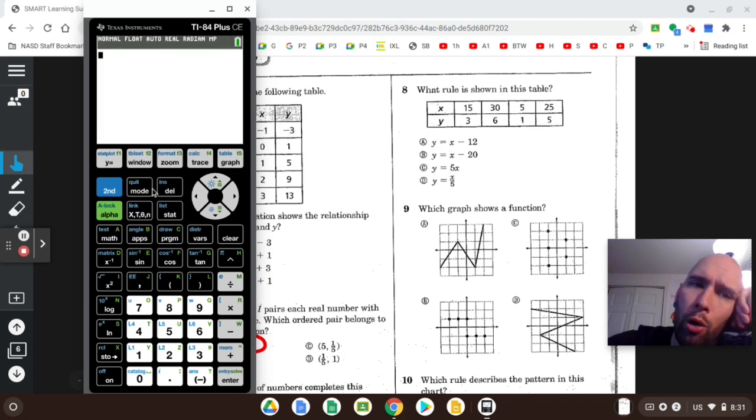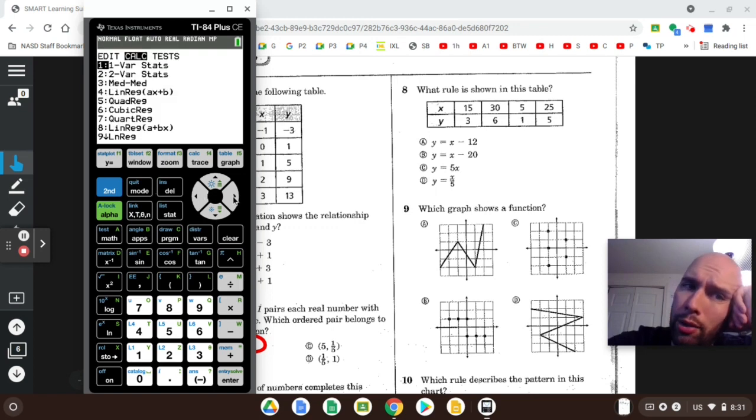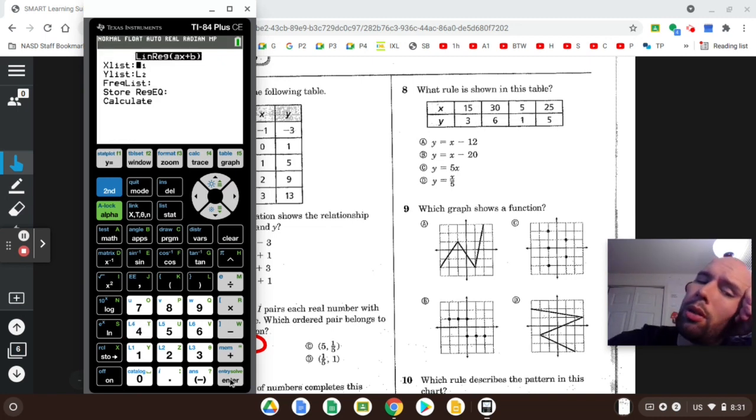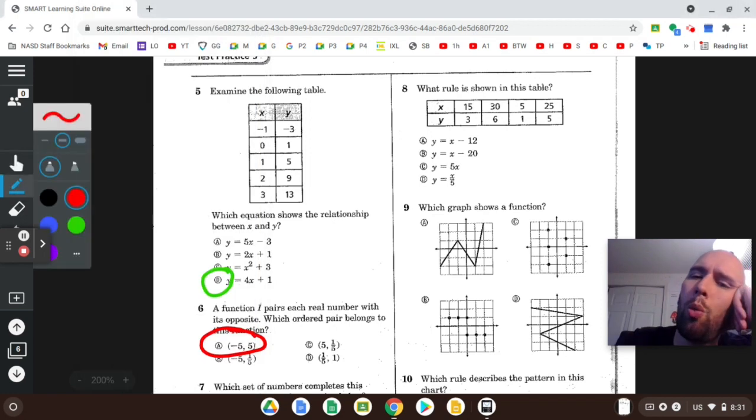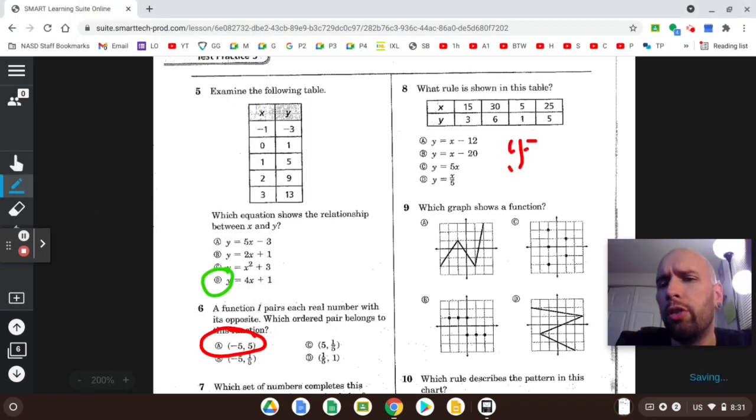Second mode, stat, calc, Linreg, enter, enter, enter, enter, enter, and there it is. Y equals 0.2x plus 0. Well, wait a minute. None of these say 0.2.